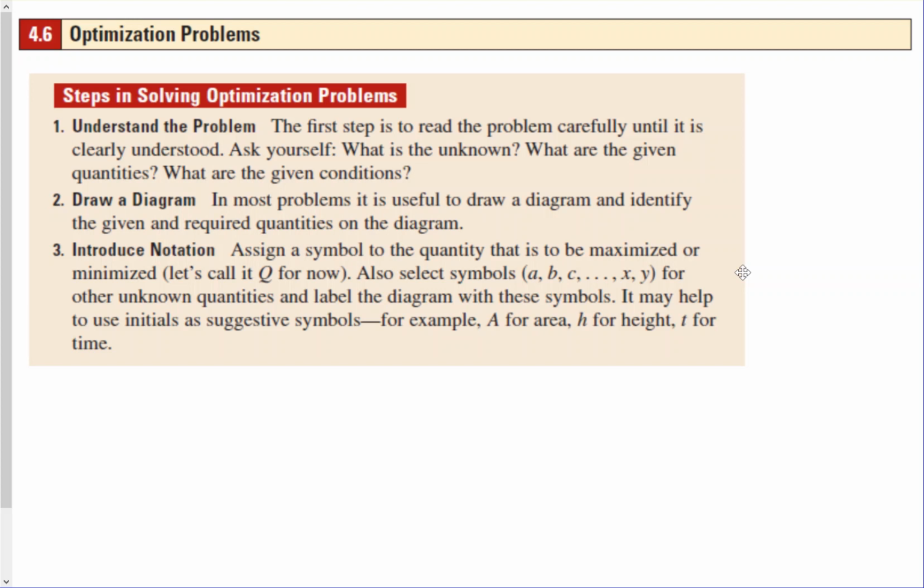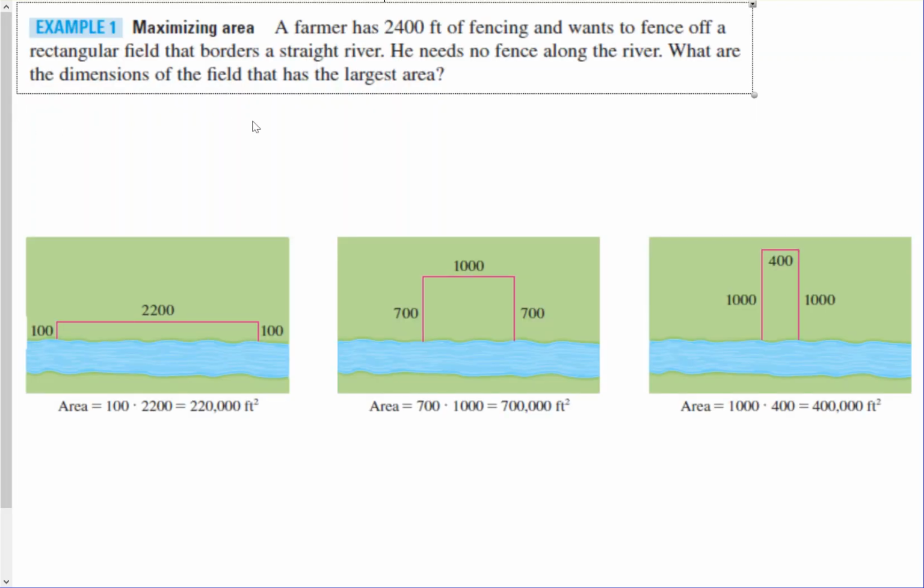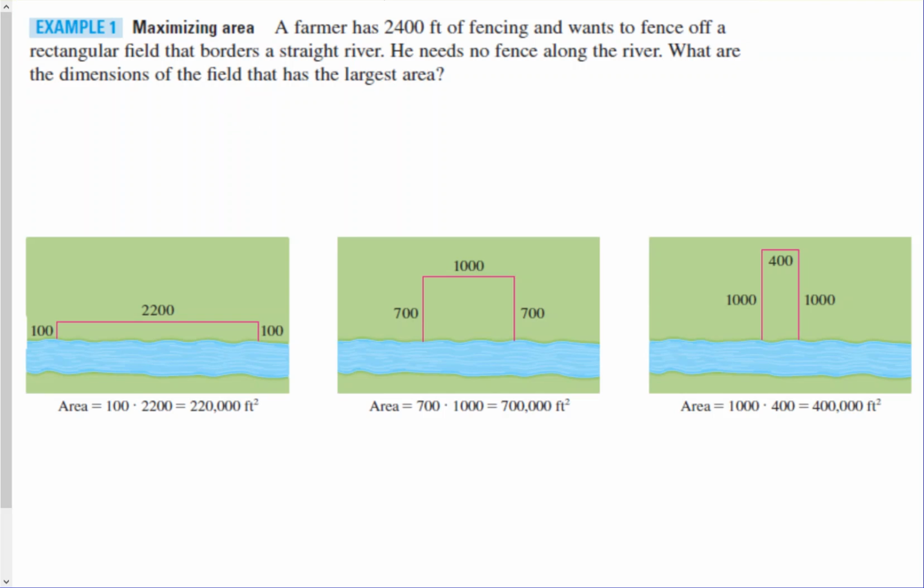First thing, of course, you want to understand the problem. You want to ask yourself, what's the problem looking for? What's given to me? What are the conditions? A lot of times, if you draw a diagram, it helps, to get a visual of what it looks like. And then you want to introduce some notation, like A for area, H for height, T for time, things like that. Okay, so let's start off with a maximizing area problem.